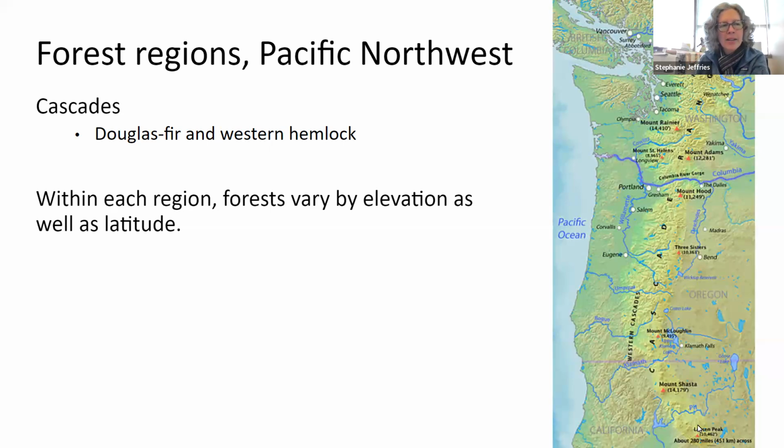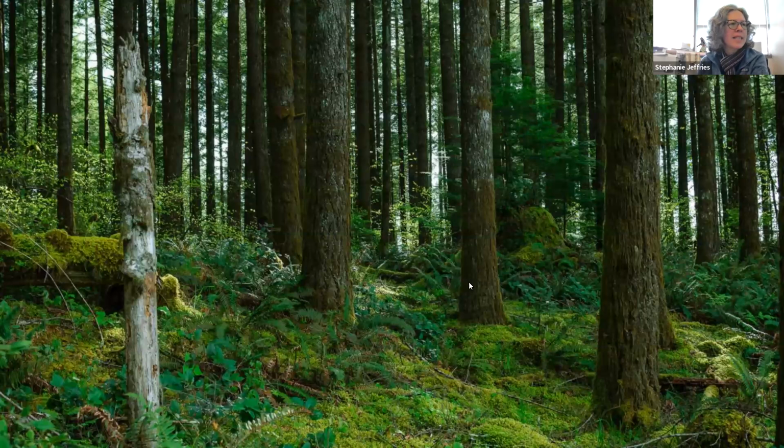On the other end, on the southern end of the range, you've got Lassen Peak, which is a place that I have had a chance to visit. So again, we're just going to focus on one forest type, Douglas fir and western hemlock. But the forests do vary by elevation as well as latitude. So you're going to have a slightly different set of species around Lassen Volcanic National Park as you will in northern Washington.